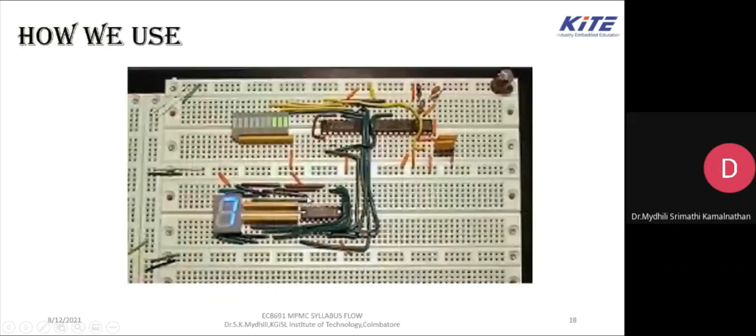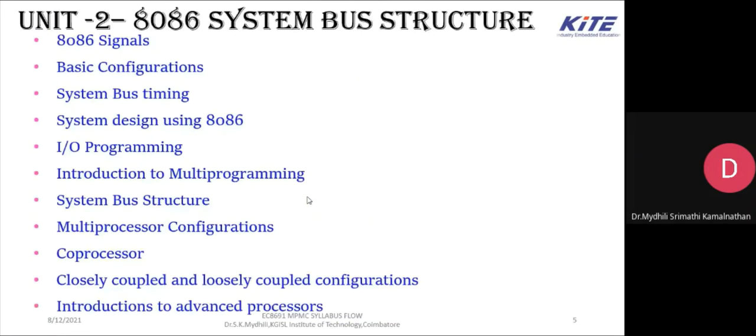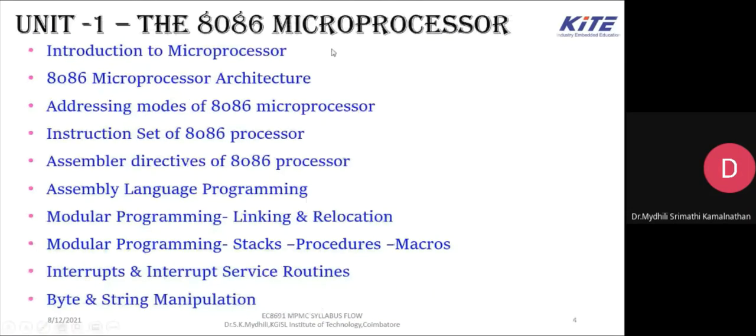So now coming to the syllabus. What does the first unit give you? It gives you the introduction to the microprocessor. What is the architecture? That is, how is the processor built? Next we will go with the addressing modes, where and how addressing is done, the instruction sets for programming, and the assembler directives of the 8086 processor, where it should be directed.